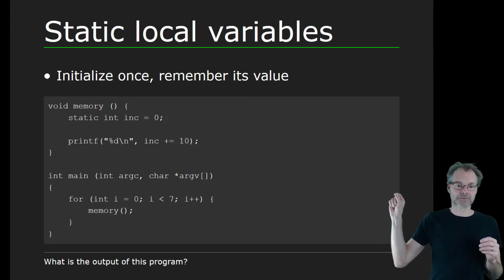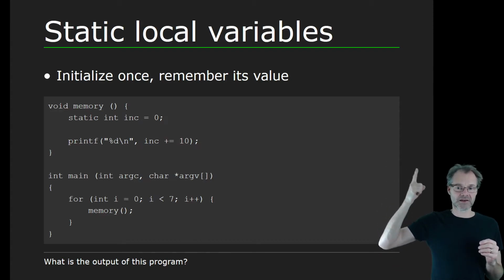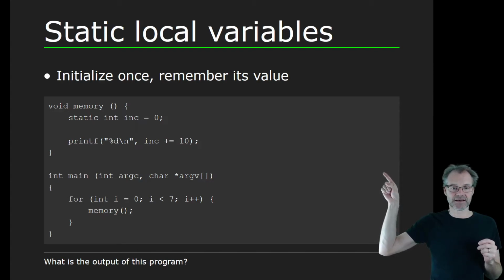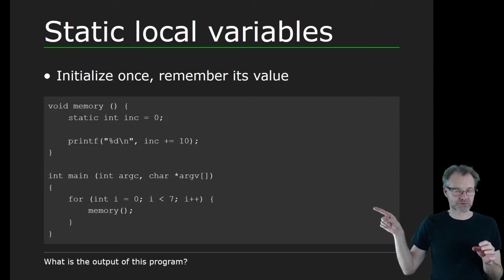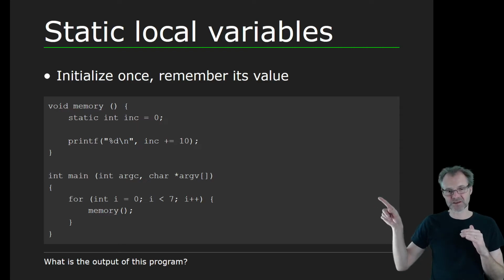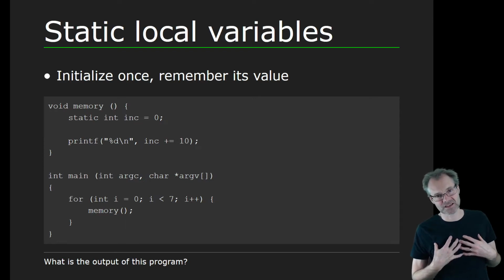This is an example showing how the static int works. I'm declaring it there on the top, static int inc, and I'm initializing it to 0. Then I'm printing its value, and when I'm printing its value, I'm also going to increment it by 10 each time. Down here in the main program, I have a loop. I'm looping from 0 to 7, it looks like 7 times, and I'm calling the memory function. So this function up there is going to be called 7 times.